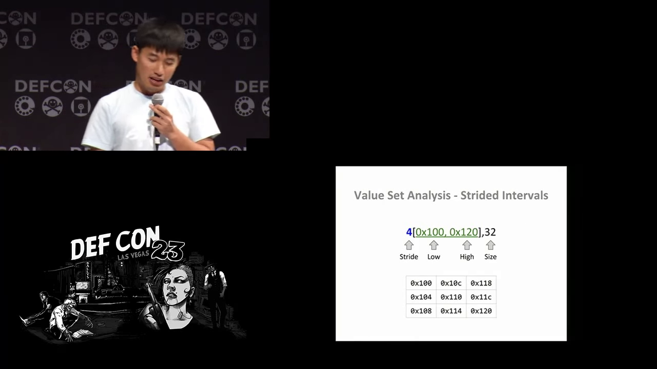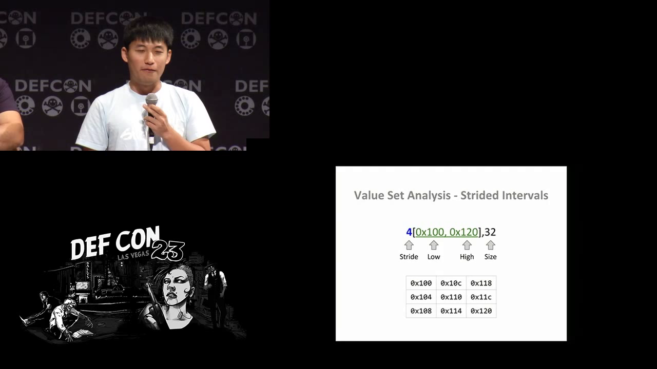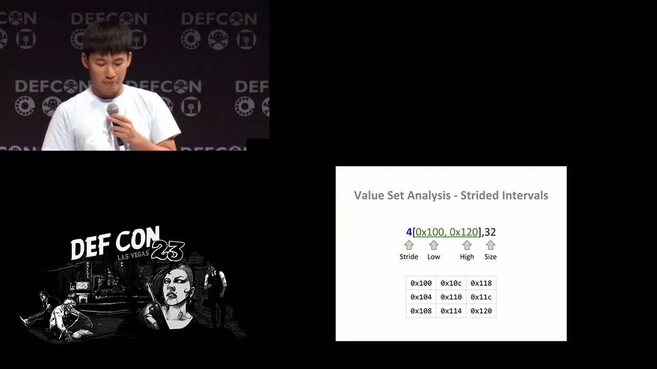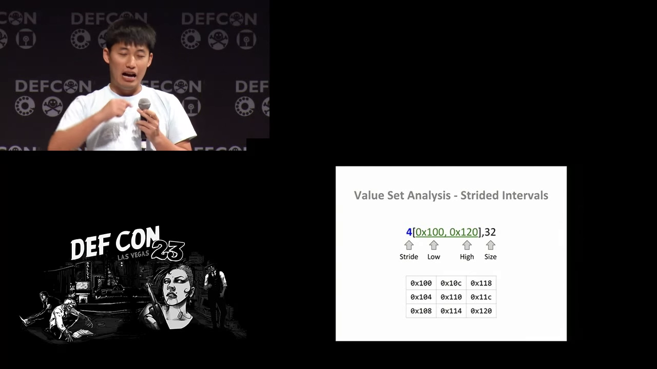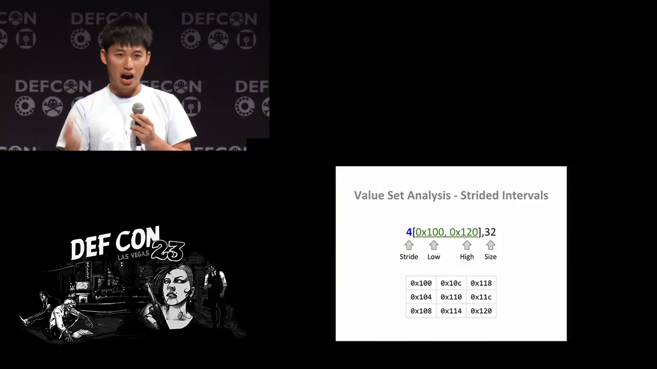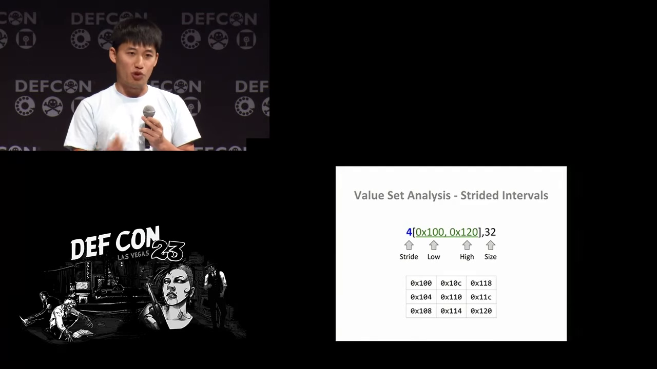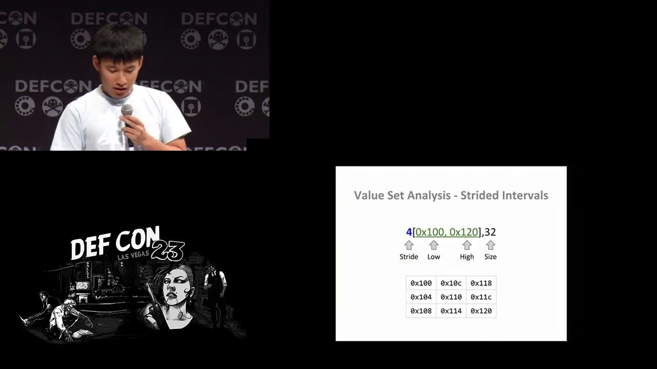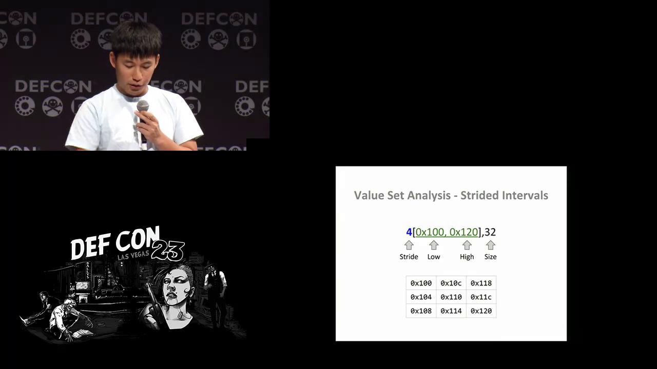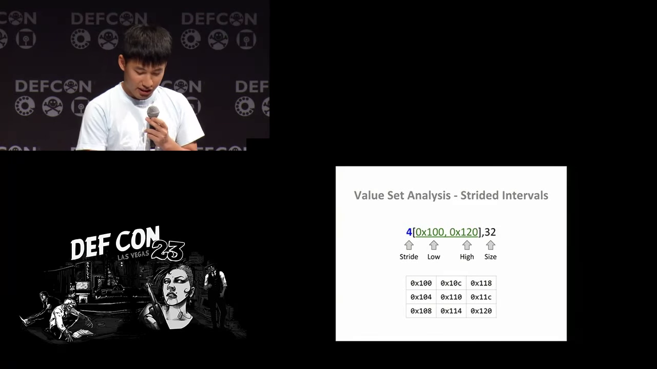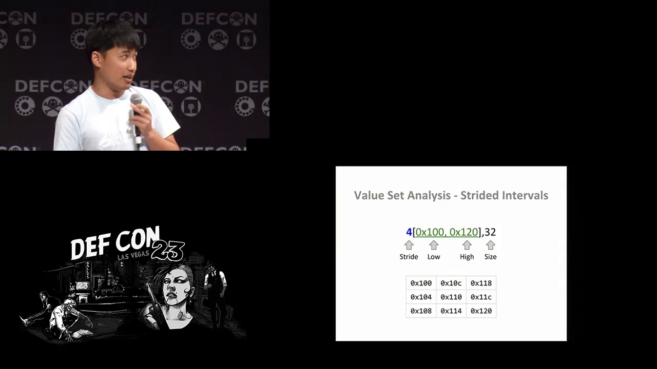In value set analysis, this is one of the types of values that the analysis is using. It's called strided intervals. A strided interval means a set of numbers that can be described with a lower bound, an upper bound, and the minimum stride between each single value and their size. So here, these strided intervals can be concretized, or it actually means 9 different values.